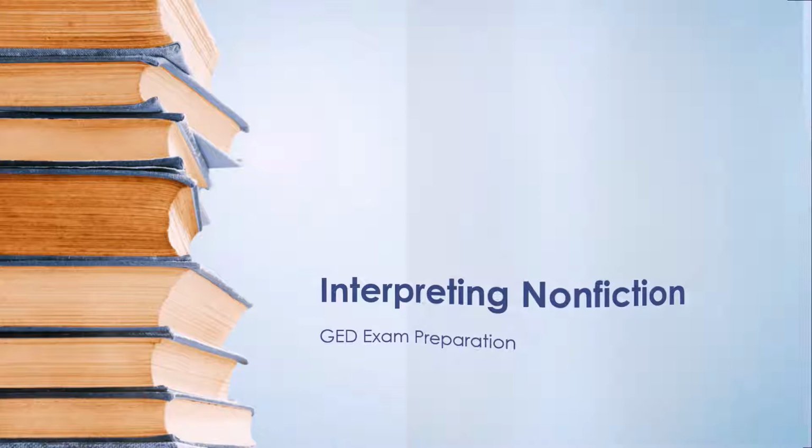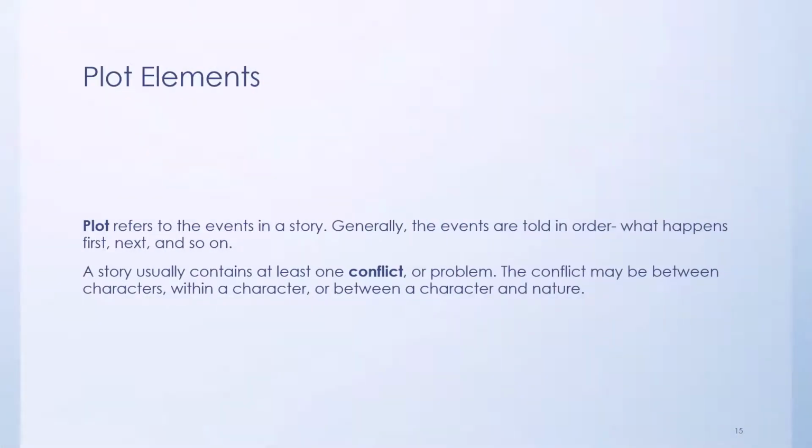So let's get started. The first topic that I want to talk about is plot elements. A plot refers to the events in a story. Generally, the events are told in order of what happens first, next, and so on. A story usually contains at least one conflict or problem. The conflict may be between characters, within a character, or between a character and nature.